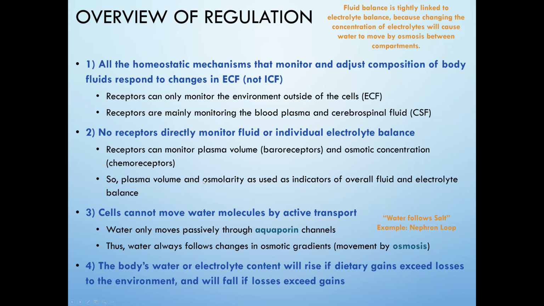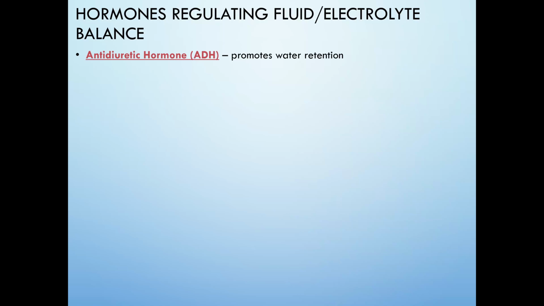So now we're going to look at the 3 major hormones that regulate fluid and electrolyte balance. Again, this should be a review. This has been covered in multiple chapters by this point, and if you get out of A&P without knowing what these 3 hormones do, then you are not paying attention. So the first one is antidiuretic hormone, or ADH. This is a hormone that promotes water retention. It is released by the hypothalamus through the posterior pituitary, and it's released in response to osmoreceptors.